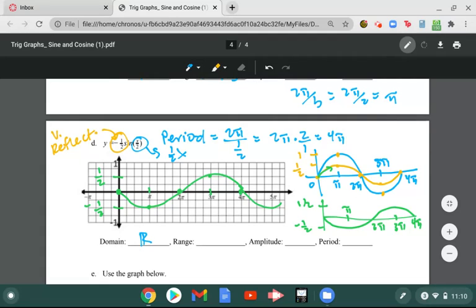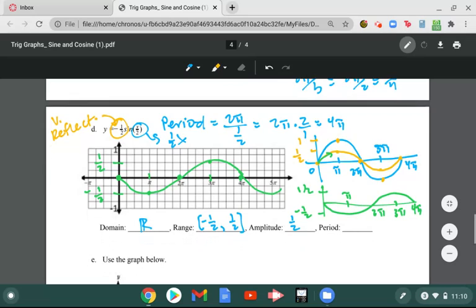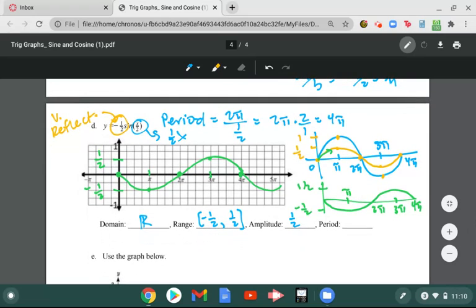My range now, this one has been squished, compressed in the vertical direction, so that means my range instead is negative 1/2 to 1/2. This also changes my amplitude. So the height is just 1/2 midline to peak. And the period, this time we stretched this guy. So the period is 4 pi.